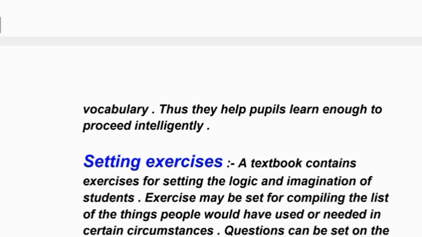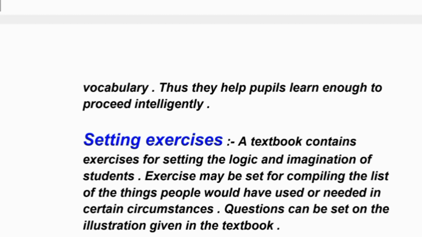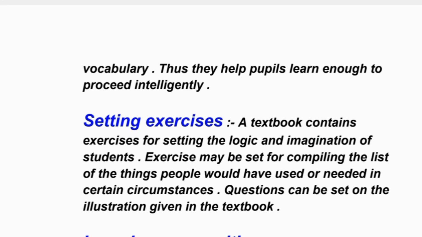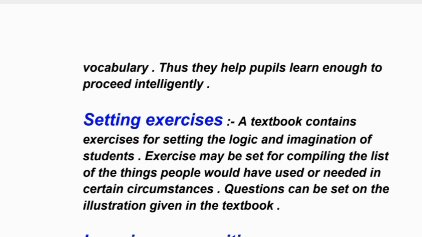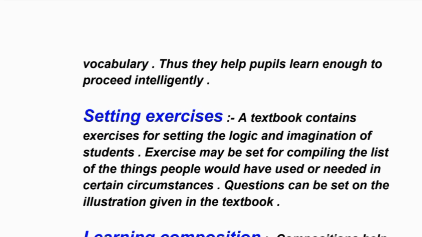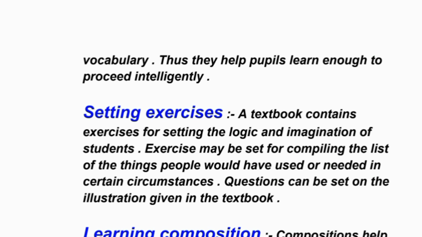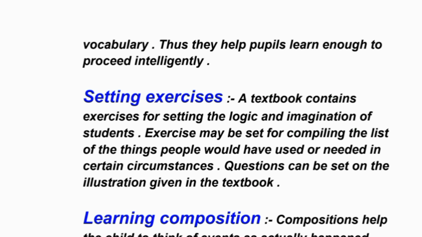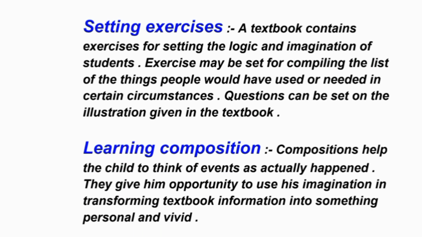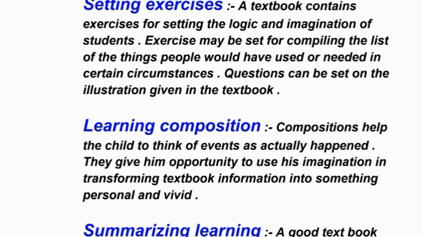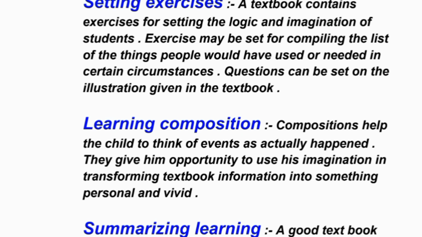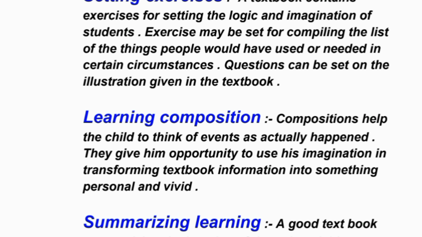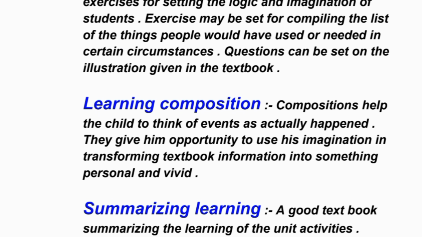Setting exercises. A textbook contains exercises for setting the logic and imagination of students. Exercises may be set for completing the list of the things people would have used or needed in certain circumstances. Questions can be set on the illustrations given in the textbook. Learning composition. Compositions help the child to think of events as they actually happened. They give him the opportunity to use his imagination in transforming textbook information into something personal and vivid.